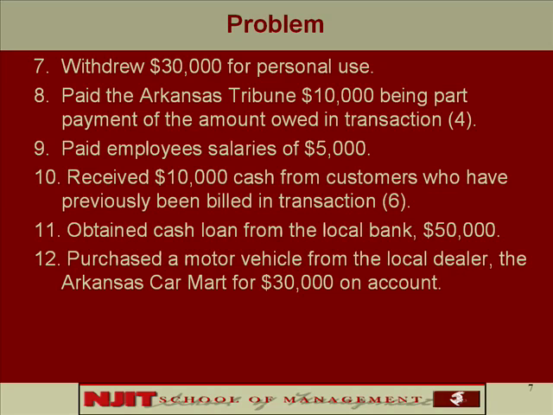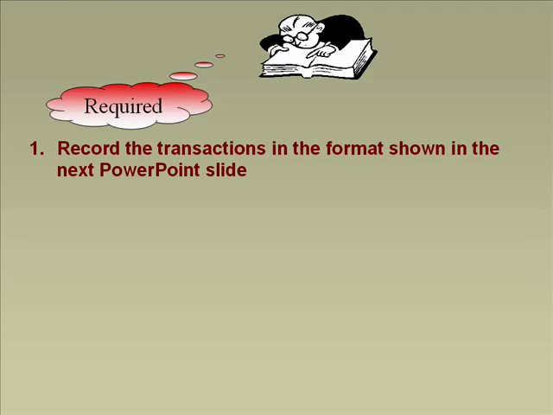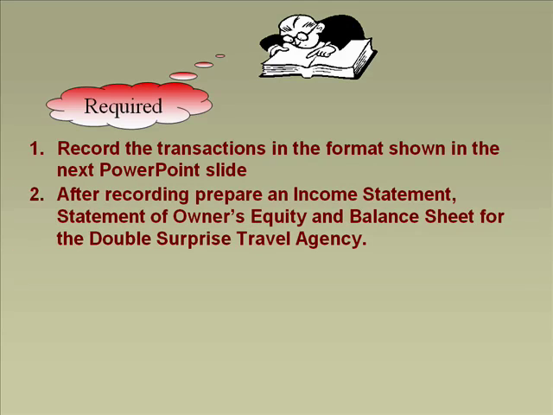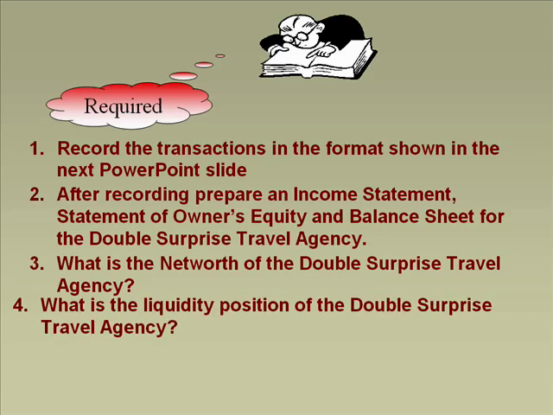This is what I require. Here we go. First, record the transaction in a particular format, which I'm going to show you in a minute. After recording all the transactions, prepare an income statement, statement of owner's equity, and balance sheet for the Double Surprise Travel Agency. Once you have done that, tell me what you think is the net worth of the Double Surprise Travel Agency.